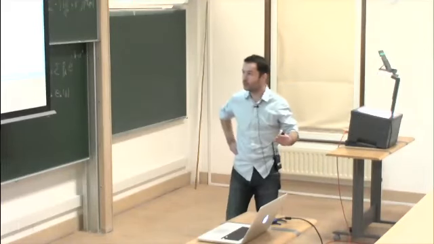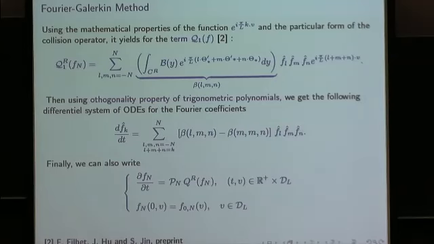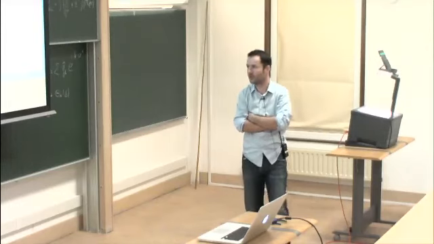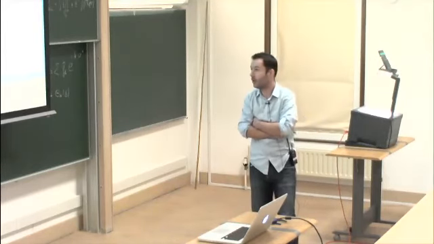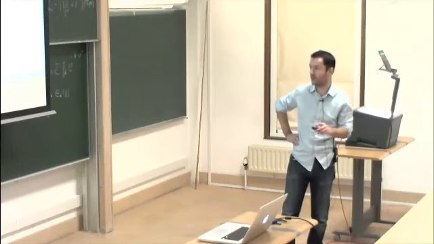Now you can use the orthogonality property of trigonometric polynomials. You multiply this formula by exponential of AP over L kV, and you integrate, and then you get a system of ODEs for the Fourier coefficient Fk hat. Then you see that solving the Boltzmann equation, or approximating it by a Fourier-Galerkin method, you just have to solve this system of ODEs here.